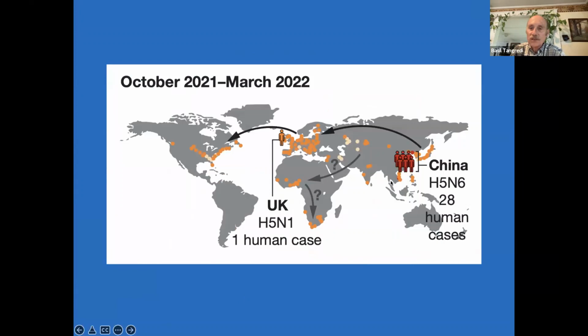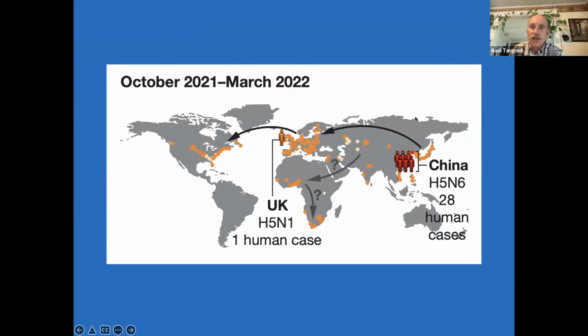So the H5N6, it's sort of hidden here on the side, but started out in China, and there were 28 human cases. These were cases of people contracting the virus from their own poultry. Certain people have sialic acid receptors that are more adapted to the H5 than other people. But the point is, it comes from bird to person, not person to person. That's when we have our epidemics and pandemics, is when the virus learns how to go person to person.